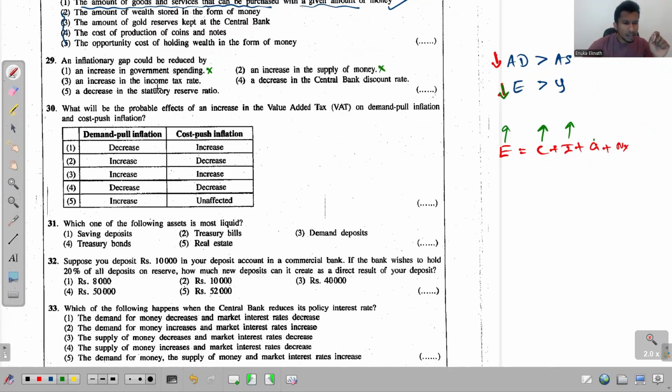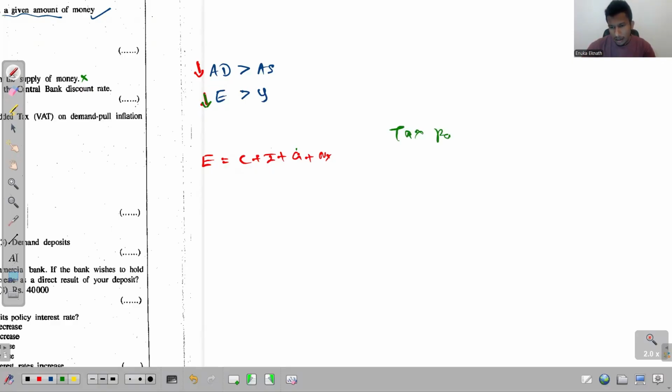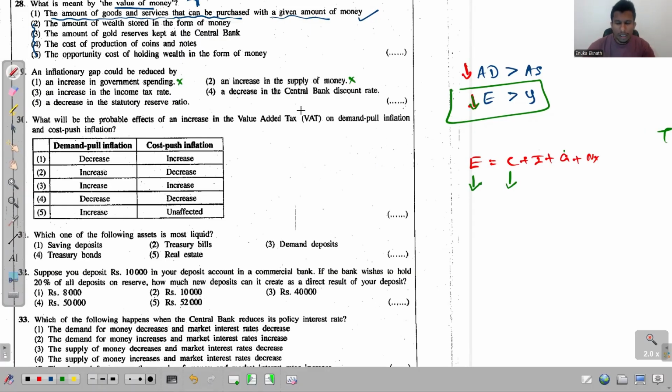The third one, an increase in income tax rate. See now, when the income tax rate is increased, what happens to these components we find inside this aggregate expenditure? When the tax rate is increased, consumption reduces, and when consumption reduces, aggregate expenditure reduces, and that is what we want. Aggregate expenditure reduces, if not, aggregate demand reduces, and when aggregate demand reduces, we can reduce the inflationary gap as well. So the third one is the answer, but we will read the other two options as well.